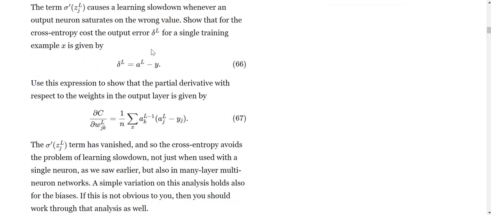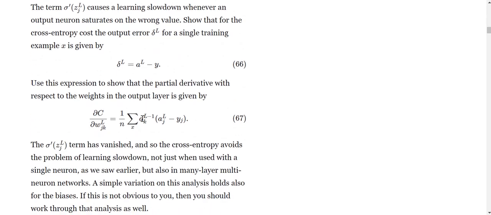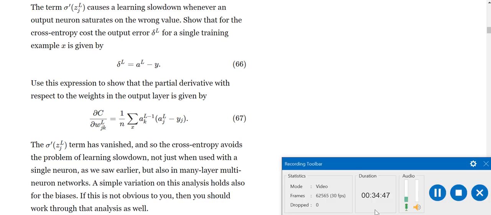So now using this expression, we need to show that the partial derivative with respect to weights in the output layer is given by this. All right. So a_k^(l-1) remains, (a_j^l - y_j) remains. We just need to replace sigmoid prime of z_j^l. So to replace this, I'm not really sure how we're going to replace this. Okay, let me work this out as well. Just give me a moment.